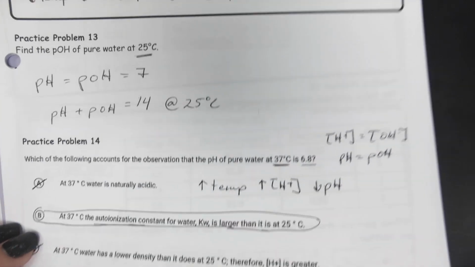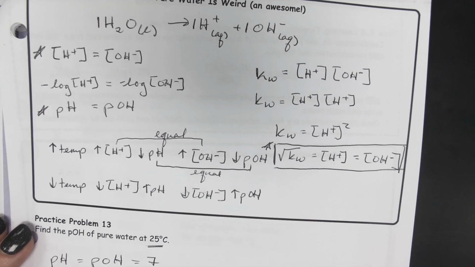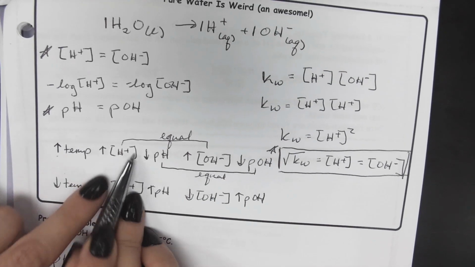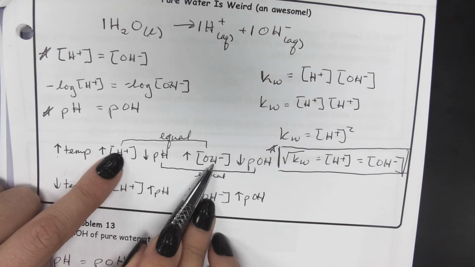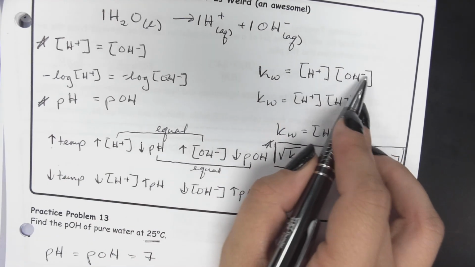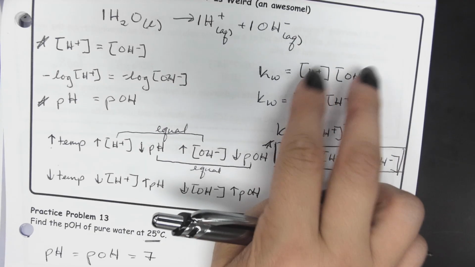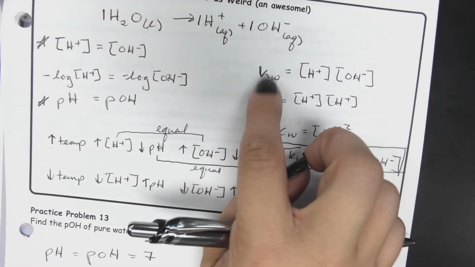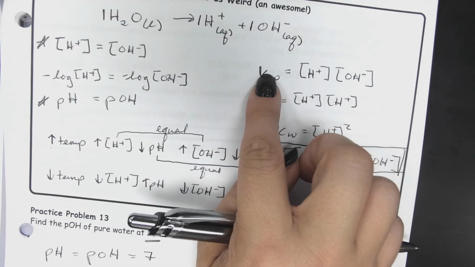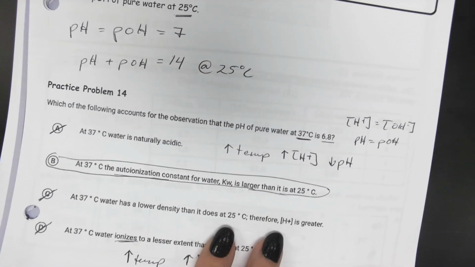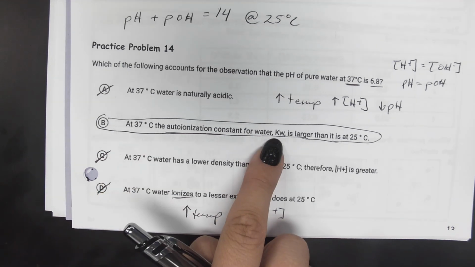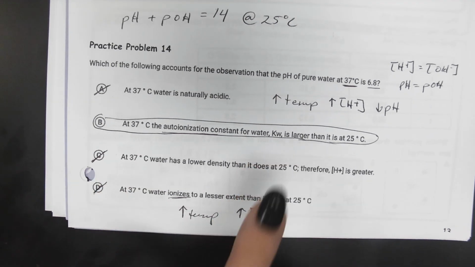Now let's think about this for a second. Remember how I told you if the temperature increases, we increase in the amount of H+, and that would also mean we increase the amount of OH-. Well, look at what Kw equals. It's H+ multiplied by OH-. So if these numbers get bigger, then Kw gets bigger. If these numbers get smaller, Kw gets smaller. So yeah, when the temperature is higher, then Kw is larger.